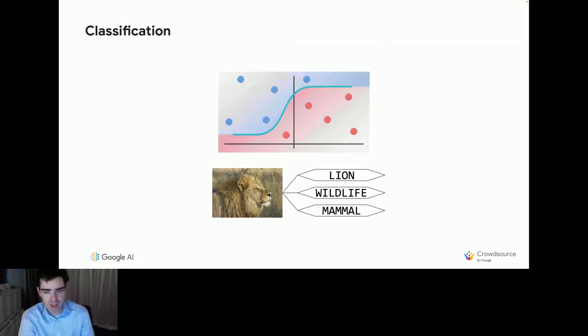It ends up being yes or no. Is it a lion or not? Is it wildlife or not? Is it mammal or not? The important thing you should take away from this is that it's going from graphing something on these continuous axes, and then coming up with a Boolean or binary choice, which is like lion or not lion, wildlife or not wildlife, mammal or not mammal.